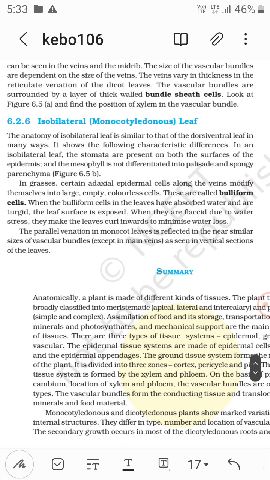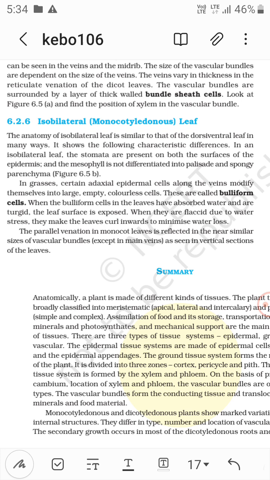Now in grasses, certain adaxial, that is on the upper side, epidermal cells along the veins modify themselves into large empty colorless cells. Okay, these are called the bulliform cells. Now when the bulliform cells in the leaves have absorbed water and are turgid, the leaf surface is exposed, and when they are flaccid due to water stress, they curl inward to minimize the water loss.